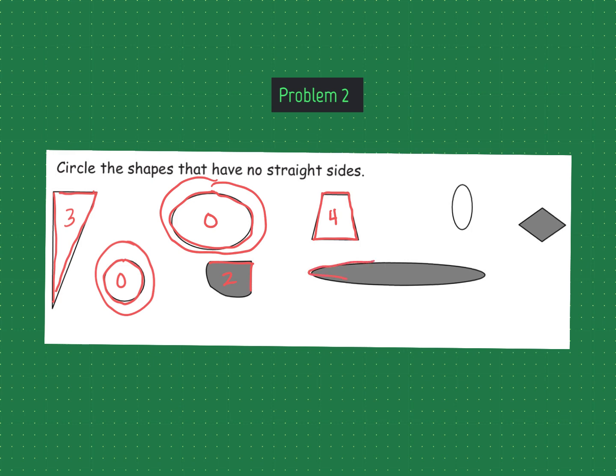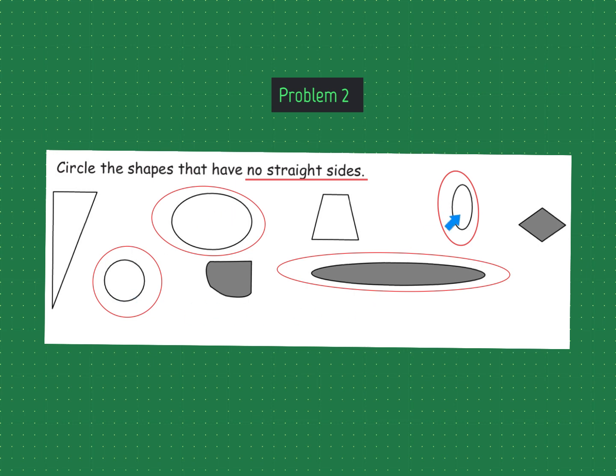This one has 0 straight sides, so we can circle this one. And this one, again, also has no straight sides, so we can circle that one. And then this one has 1, 2, 3, 4, so that's too many. So we circled this one, this one, this one, and this one. And these 4 are the ones that have no straight sides. So these are all circles or ovals.